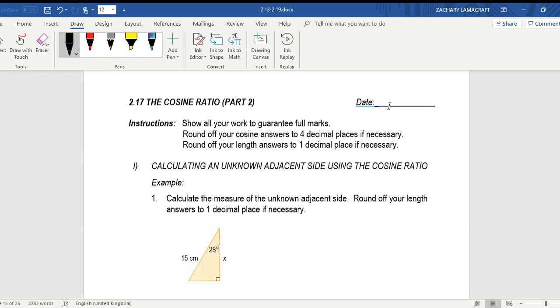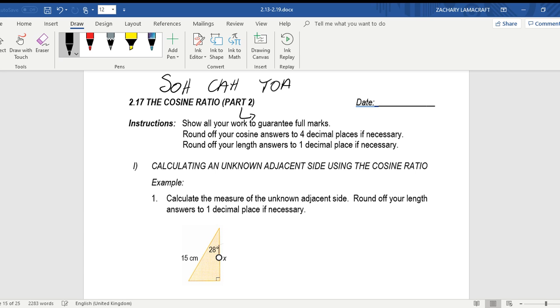Okay, so we're dealing with 2.17 or the cosine ratio part 2. So we looked into a few other things. We've looked into the sine law, and we've looked into cosine law, which we're working on now. And we've looked into TOA. So SOHCAHTOA. It's got a nice little ring to it, and that's what we're going to continue to use throughout the last couple lessons of this unit.